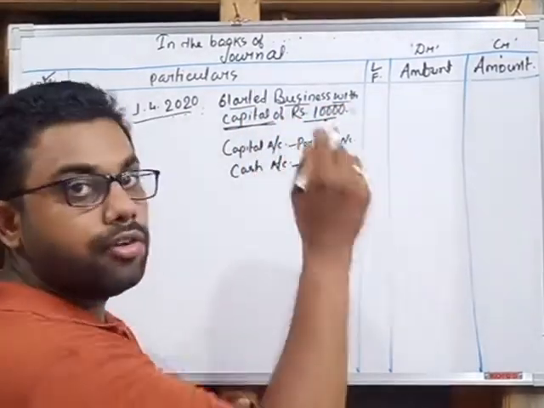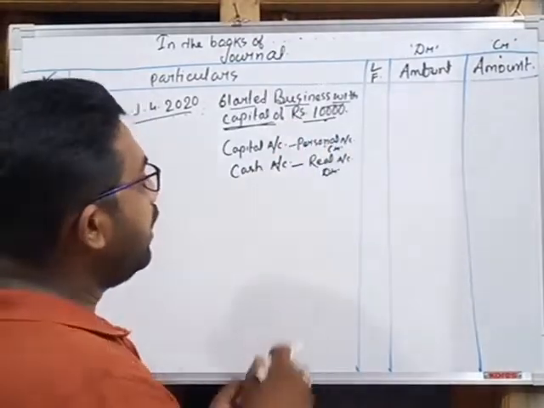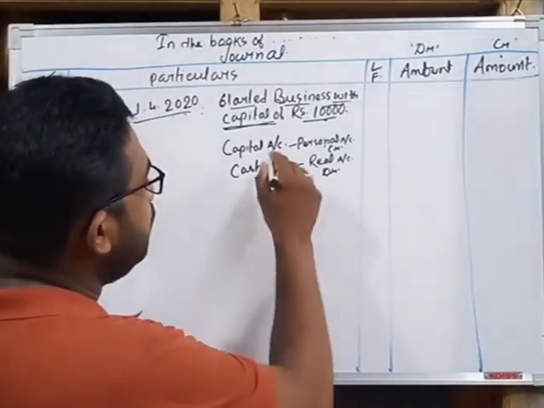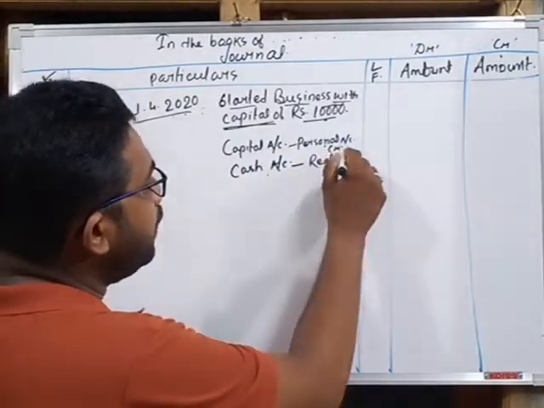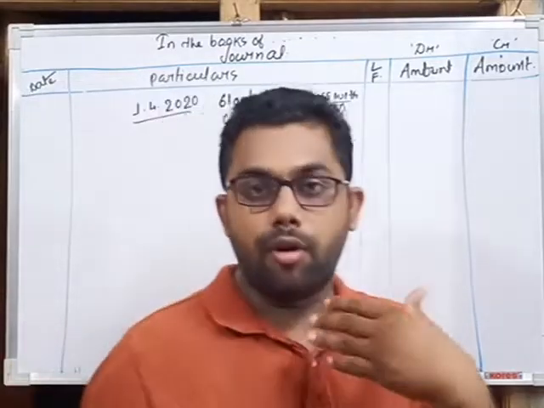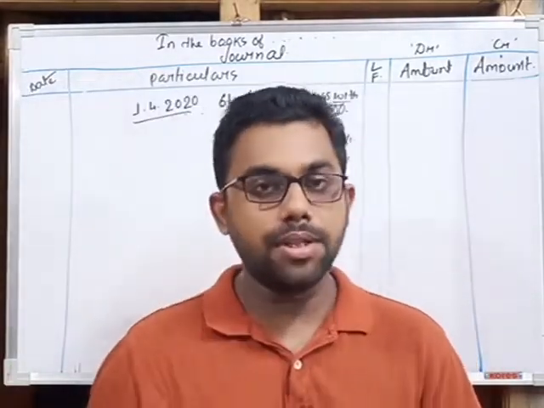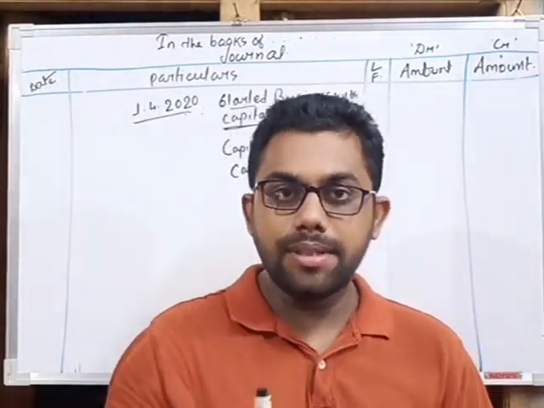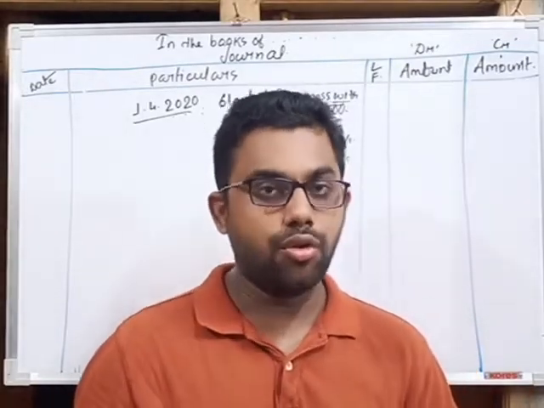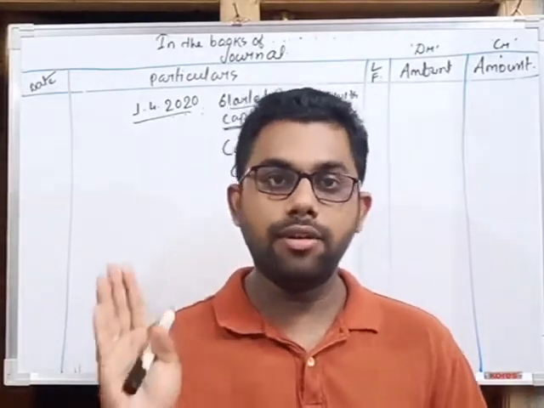I think all of you have written the transaction in your copy, and now we have to record the entry for that. So one is capital account, another is cash account. So capital account will be credited and cash account will be debited. For your information, when any business is started, remember capital is always credited. So whenever any business is started, cash account debit to capital account.